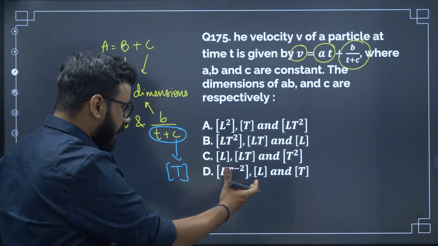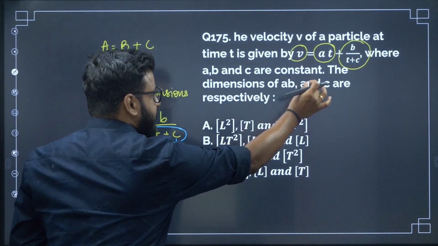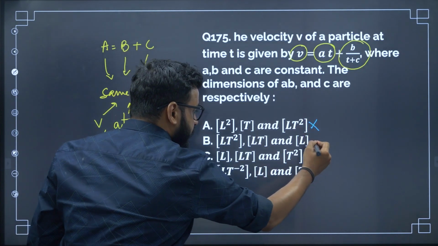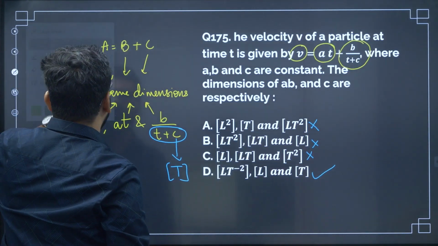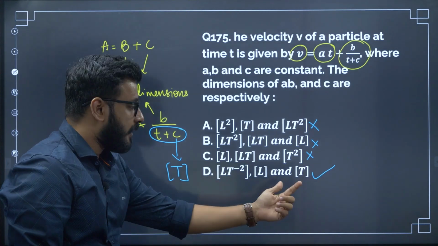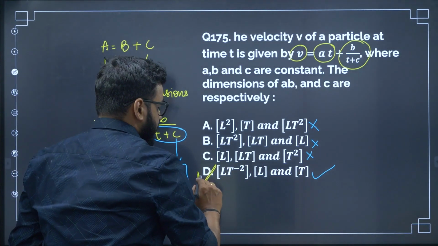Now which option has that? Can we use the elimination method? Which option has c having the dimension of t? It's not this, not this, not this. Yes. So using the elimination method, you needn't even find the others. There is only one single option where c has the dimension of T. Option D is the correct answer.